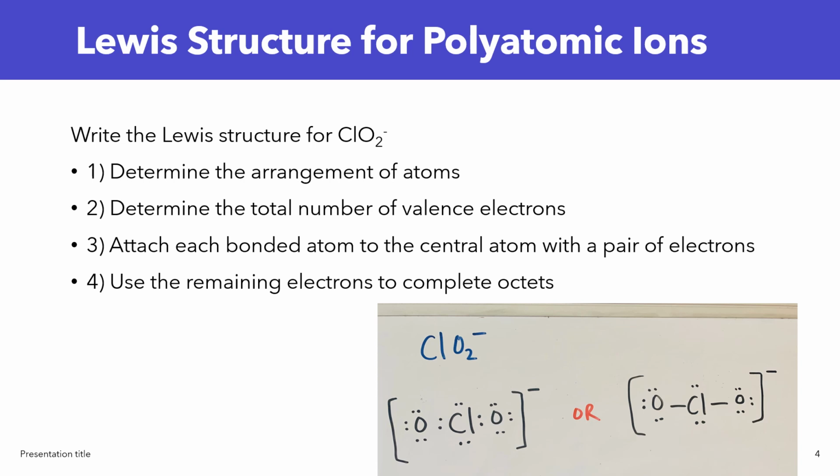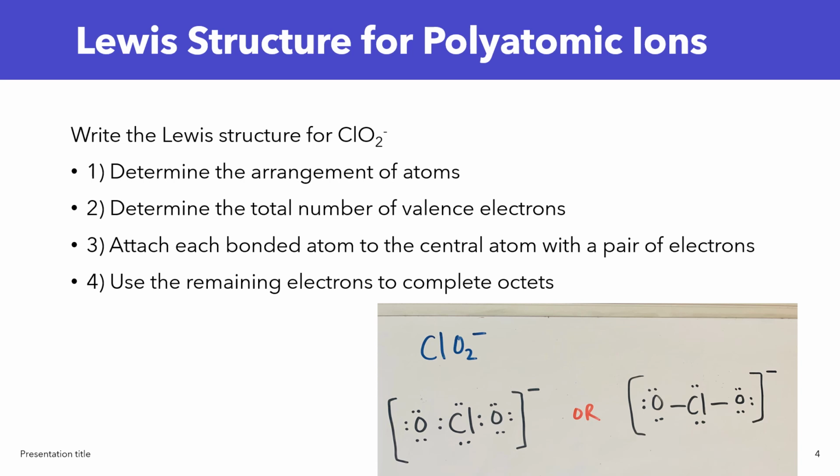Now, each oxygen atom is going to bond with the chlorine atom with a pair of electrons. That pair of electrons can either be shown as 2 dots or as a single line. By bonding the Cl with the 2 oxygens, we already used 4 valence electrons. Now we're left with 16. So we're going to use the remaining electrons to complete octets.